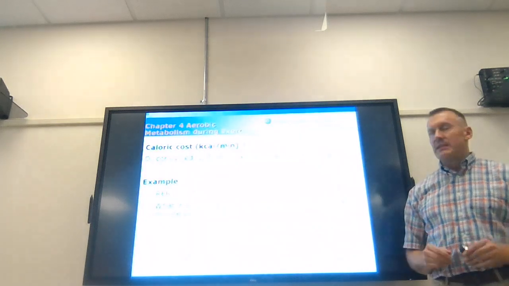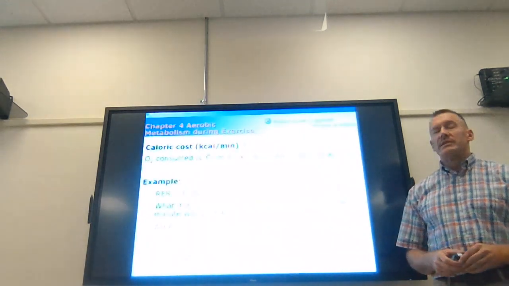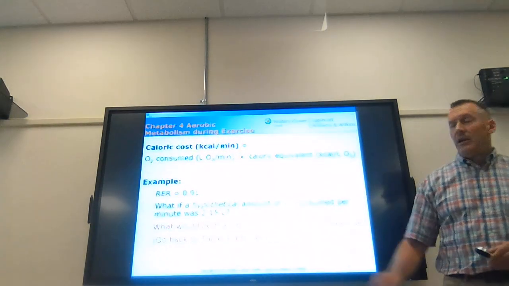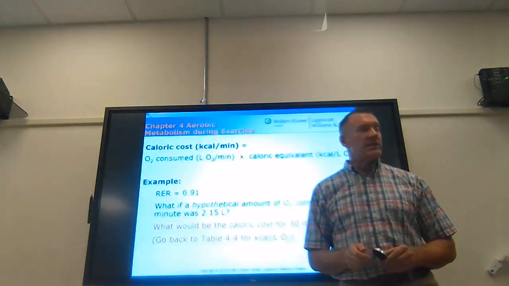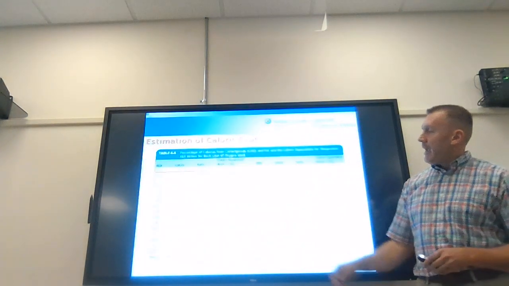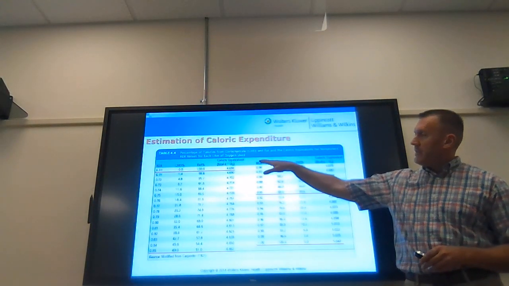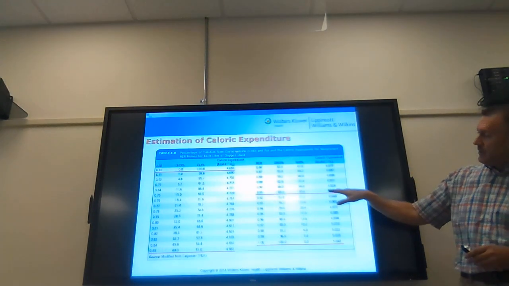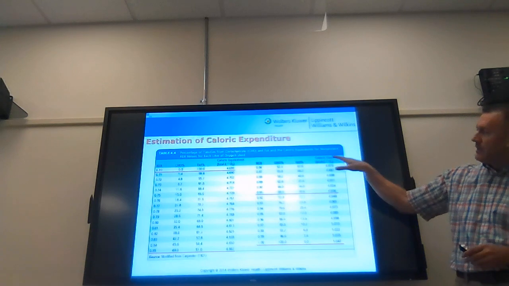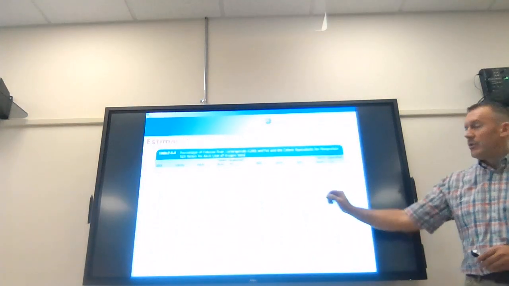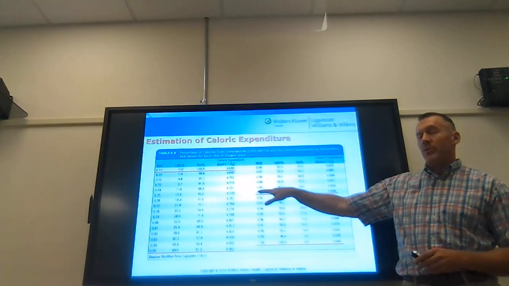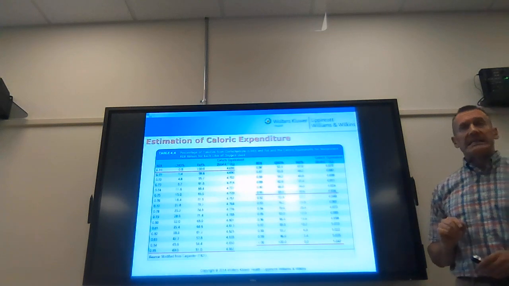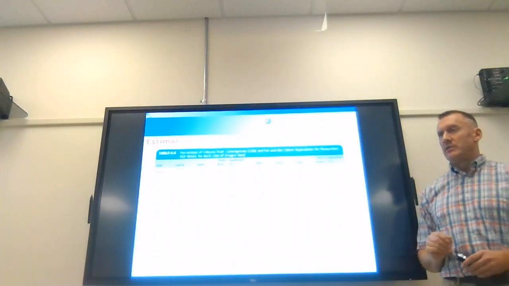Okay, so let's take this step by step. First thing, let's go back to our table, table 4.4, to get the calories per liter of oxygen at this respiratory exchange ratio. So we go back and underline right here. At 0.91, this respiratory exchange ratio, we are expending 4.936 calories per liter of oxygen.